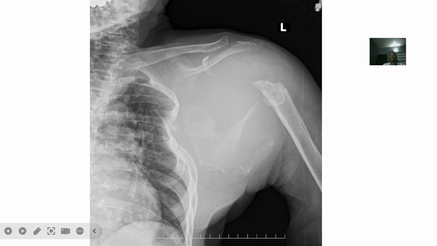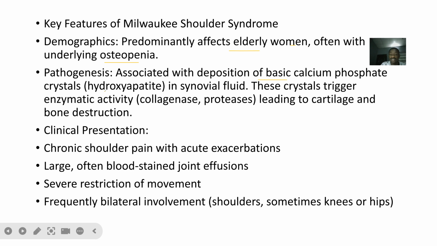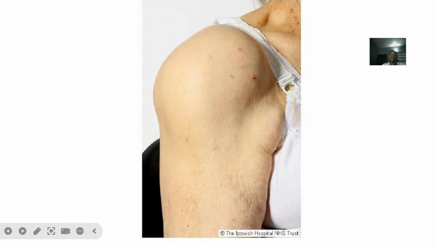Okay. So clinical presentation is what? A lot of pain in the shoulder with acute exacerbation. So large and often blood stained joint effusions, severe restrictions of movement, and frequently bilateral involvement, like your two shoulders are involved, or sometimes can go to your knees and also your hips.